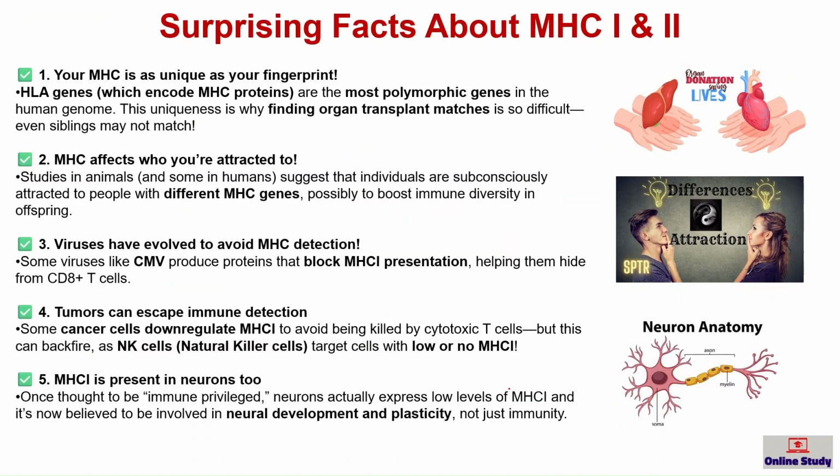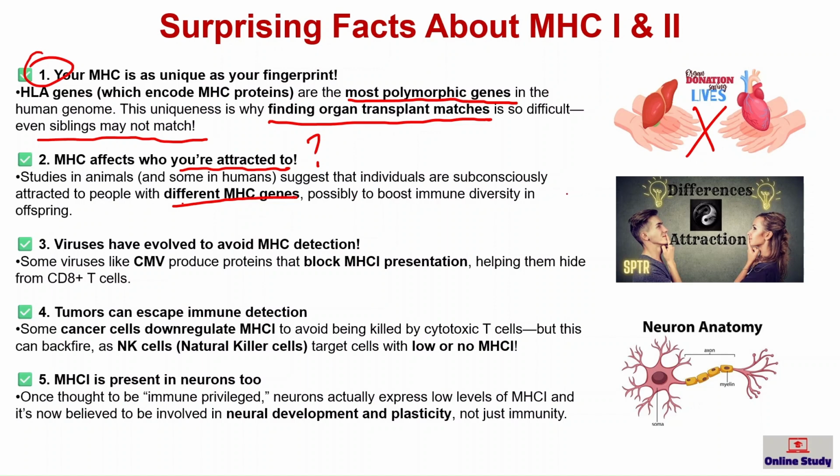There are some interesting facts about the MHC1 and MHC2 beyond the immunological features. The MHC is like a fingerprint. As you see, the fingerprint is different from person to person. MHC is different from person to person. That makes organ transplantation very difficult. Even a sibling may not match for organ donation. Interestingly, MHC can affect who you are attracted to. Studies in animals found that animals with different MHC genes are attracted to each other rather than those with similar MHC.